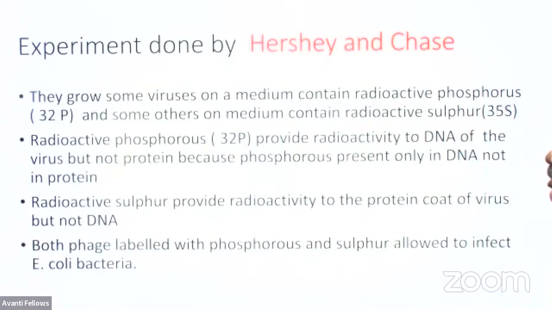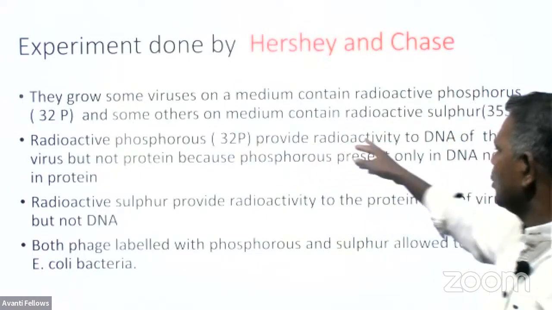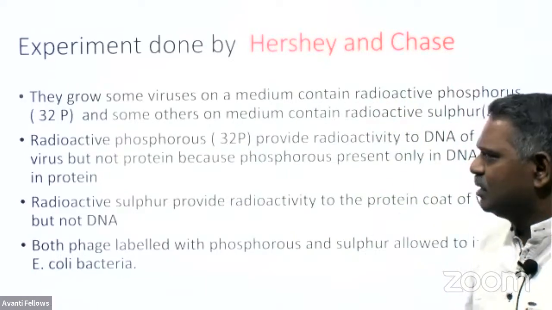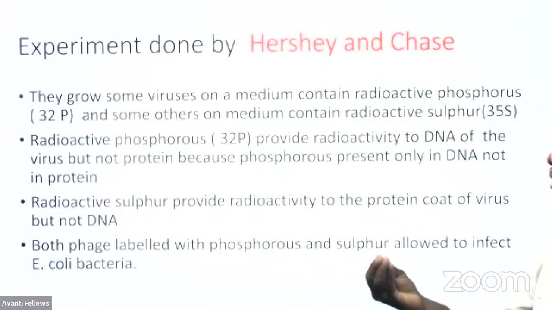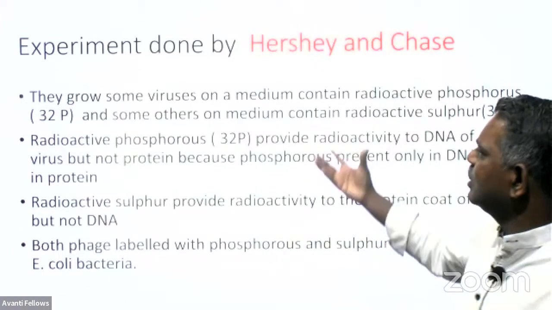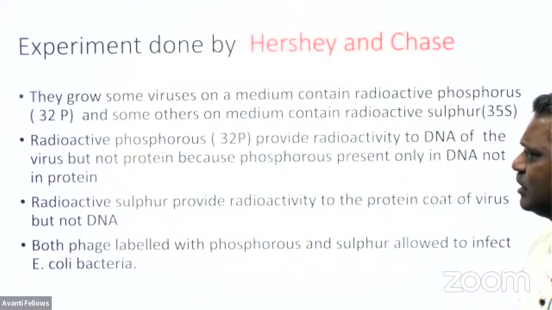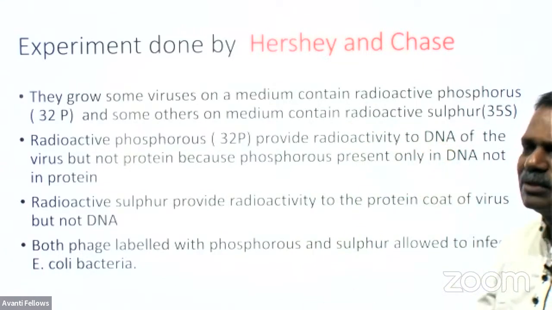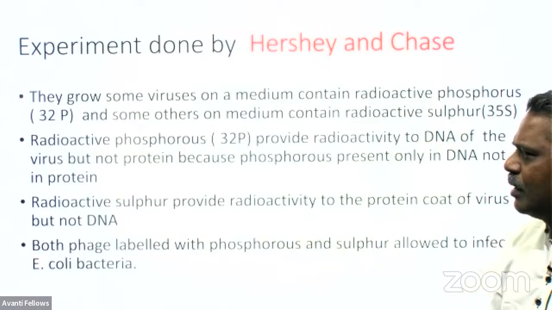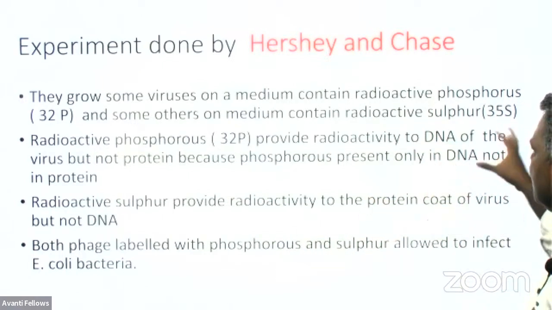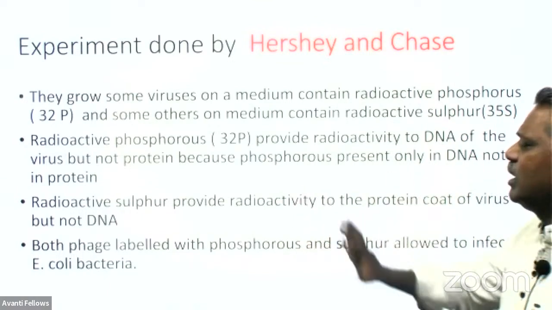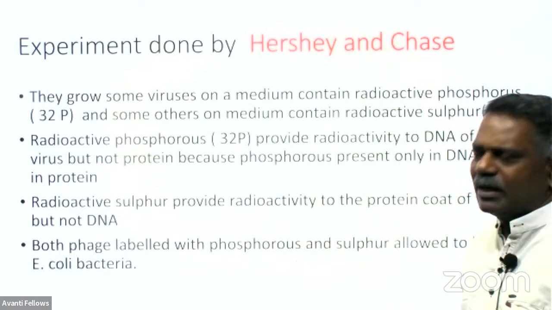Remember the structure of DNA: phosphorus is present only in the DNA. So whenever they put the bacteriophage in the radioactive phosphorus, P32, naturally it gives radioactivity to the DNA only, not the protein. Whereas when they put the bacteriophage in the radioactive sulfur, S35, radioactivity is given to the protein coat of the bacteriophage.